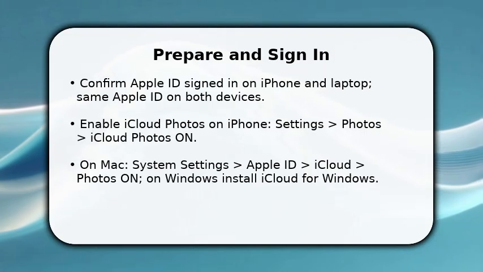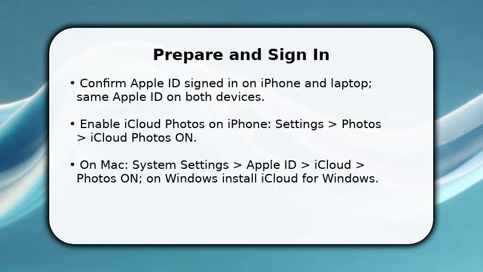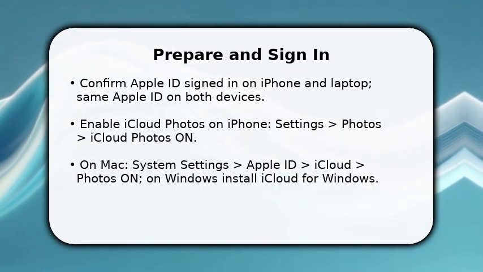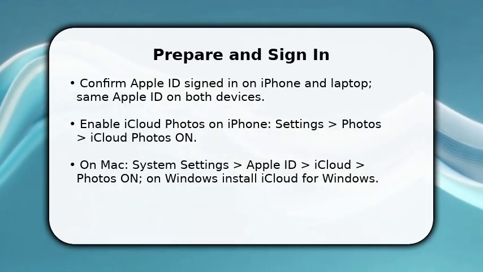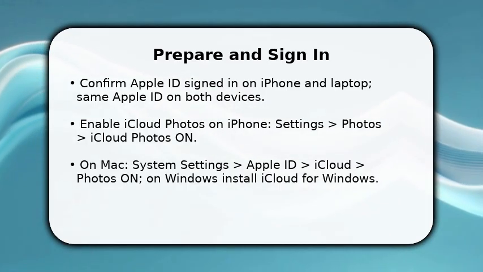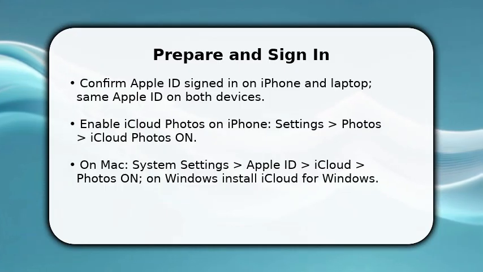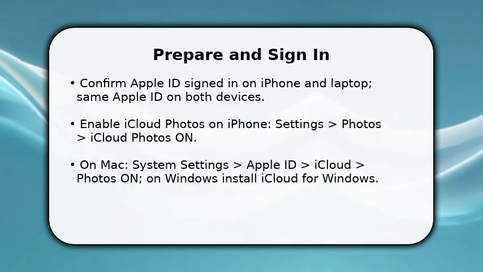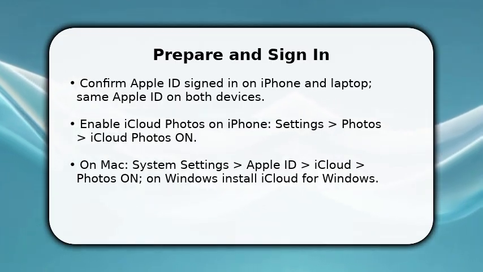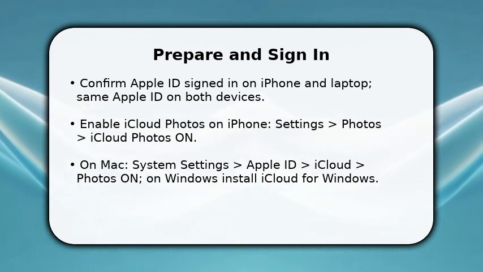You start by making sure both devices share the same Apple ID. This is essential for syncing. On your iPhone, turn on iCloud Photos in Settings so uploads begin. On a Mac, enable Photos in Apple ID iCloud settings. On a Windows laptop, install and sign into iCloud for Windows. Once done, the devices will register with Apple's servers and begin preparing your library for download. This step creates the link that lets your laptop access and download photos.